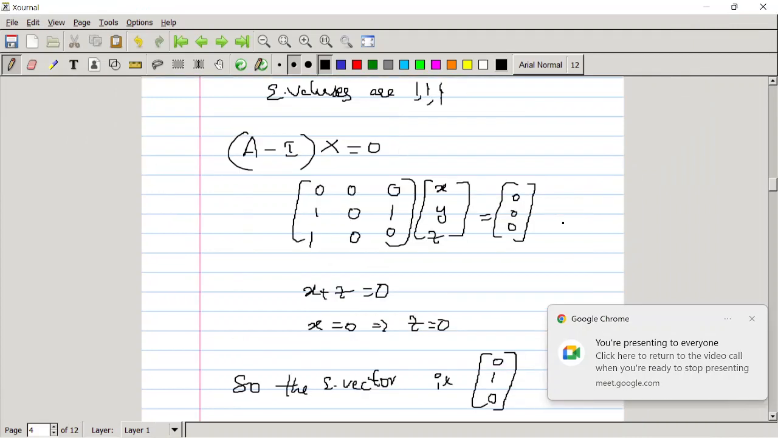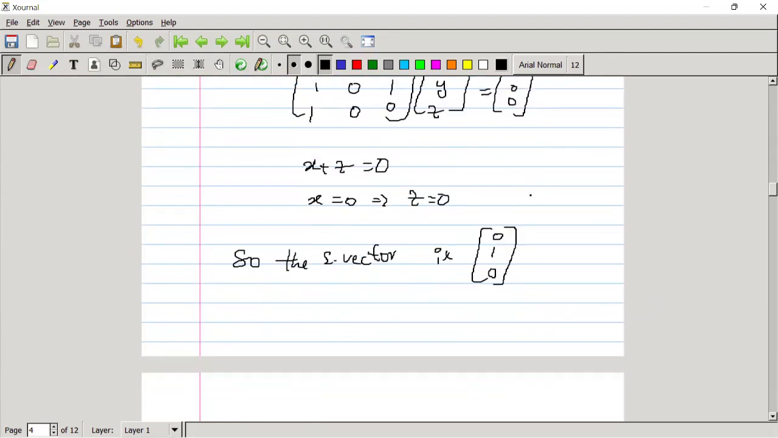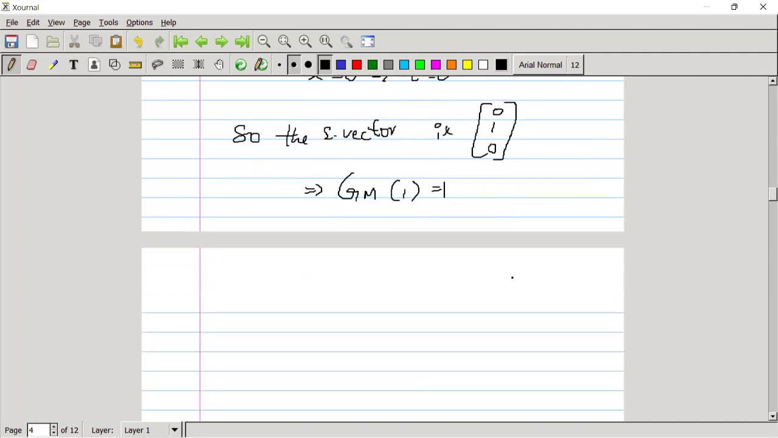But the algebraic multiplicity of the eigenvalue 1 is 3, and we get only one eigenvector. That implies the geometric multiplicity of 1 equals 1, but we need 3 eigenvectors. Can anybody tell how to find the other 2 eigenvectors?